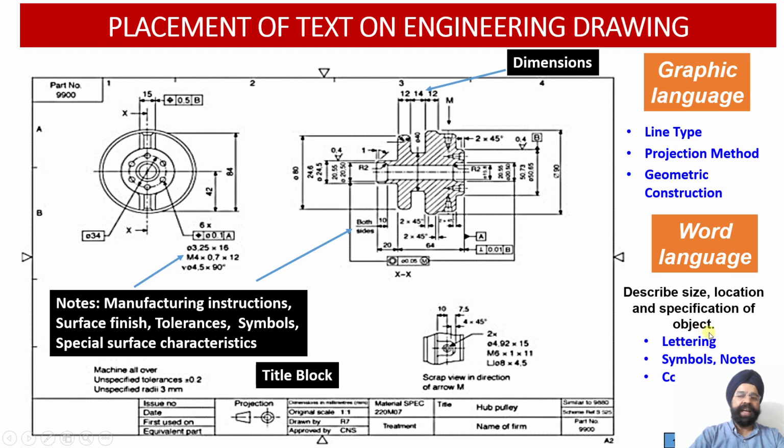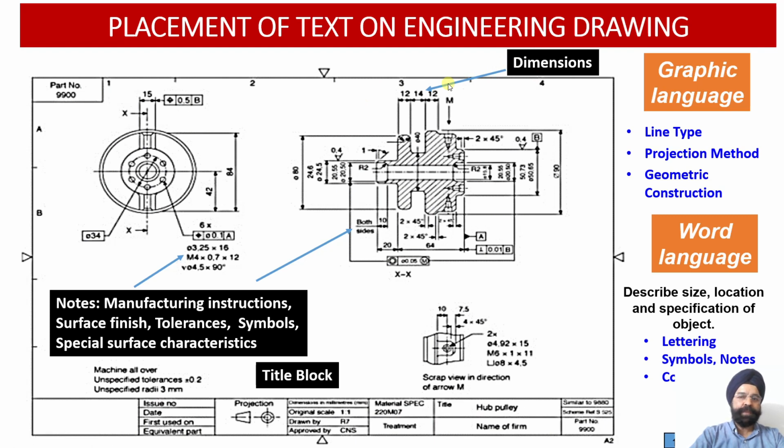And here the graphic language is composed of line types, projection method and geometric construction. The word language is composed of lettering, symbols, notes and conventions. Now you can see in the given engineering drawing that we have with us, this drawing consists of a lot of text information which is written down over it. And what do we need the text for? We need the text information onto our engineering drawing to put down all types of dimensions of the given object or the products over there.